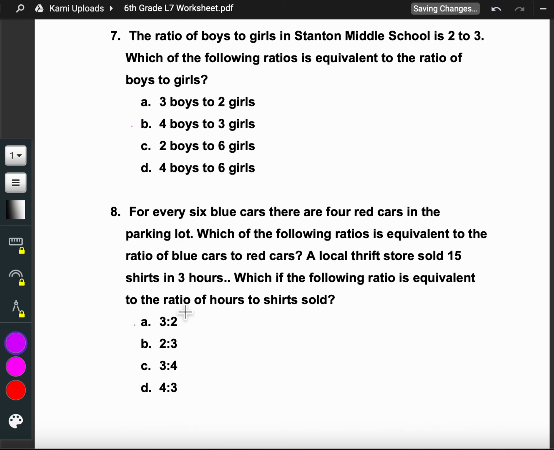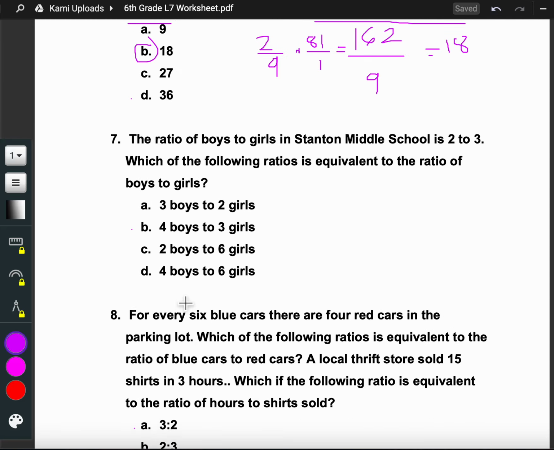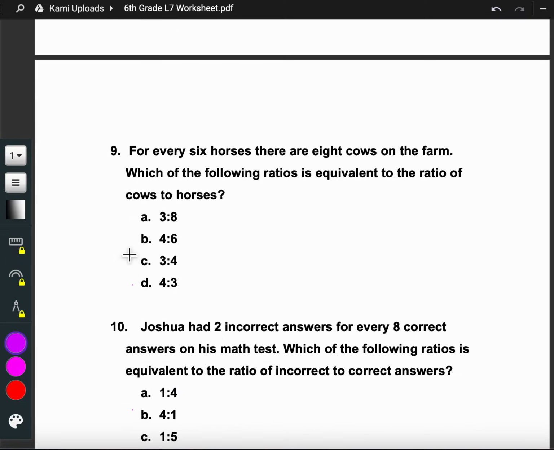All right. Let's look at number 9. So for every 6 horses, there are 8 cows. Which of the following ratios is equivalent to the ratio of cows to horses? So notice how they switched it up. Cows to horses, not horses to cows. So the number should be in that order. So we're going to write it out. Cows to horses. And we're going to simplify it. So both of them are divisible by 2. So it should be 4 to 3.